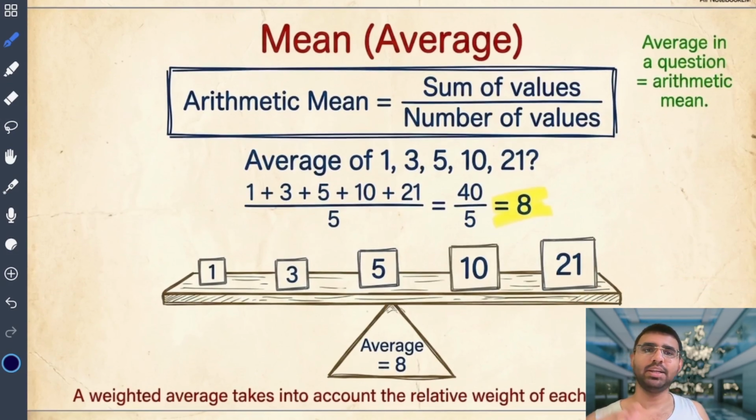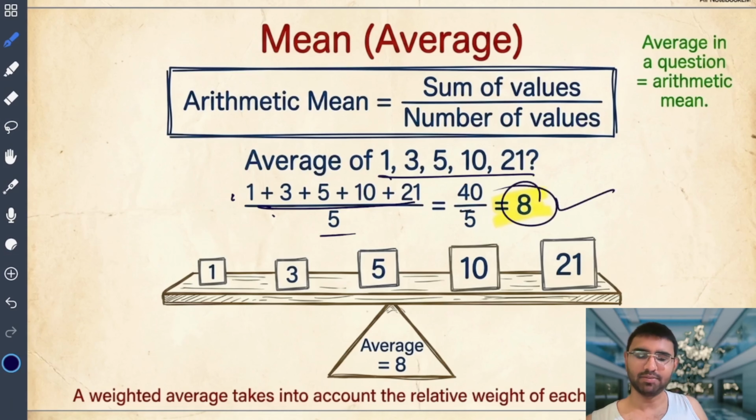Next topic is mean, average. There are different types of mean: arithmetic mean, harmonic mean, geometric mean. So we will understand arithmetic mean. Arithmetic mean is the sum of values divided by the number of values. कितने total values है और उनका sum कितना आ रहा है. Average of 1, 3, 5, 10, 21 is 1 plus 3 plus 5 plus 10 plus 21 divided by 5, which gives us 8, because there are 5 values.